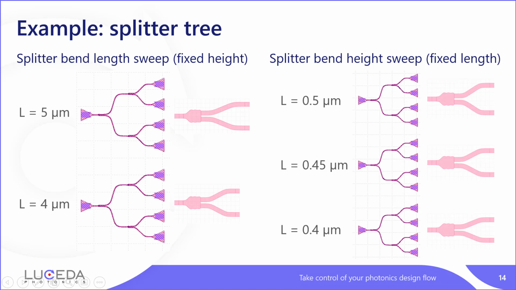Here is an example of a DOE design of the splitter. So here we are putting the splitter into a splitter tree circuit. In this DOE, one set we will be sweeping over the bend length while keeping the bend height fixed. So here you will see the GDS output of the MMI-based splitter with the output bend length of 5 micron and also with 4 microns. In the other DOE, we will be fixing the length of the bend and we will be varying the bend height.